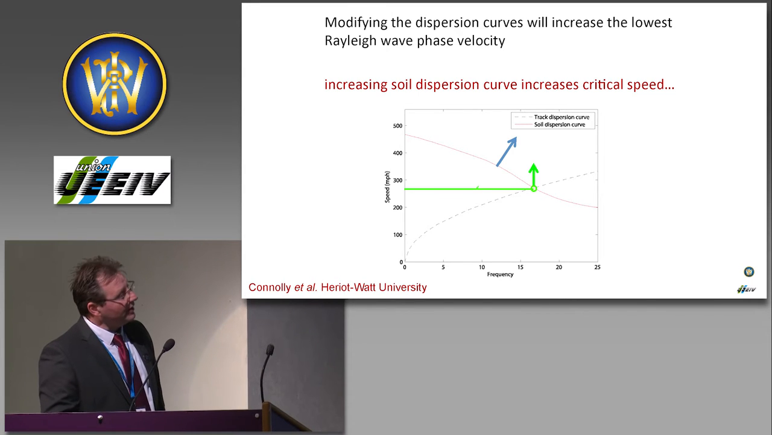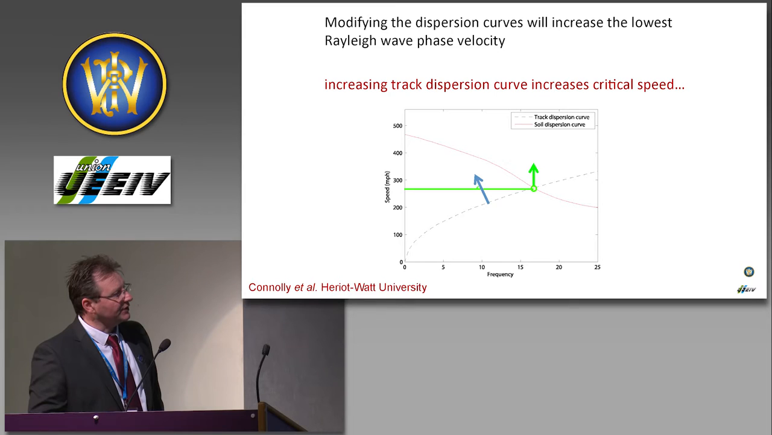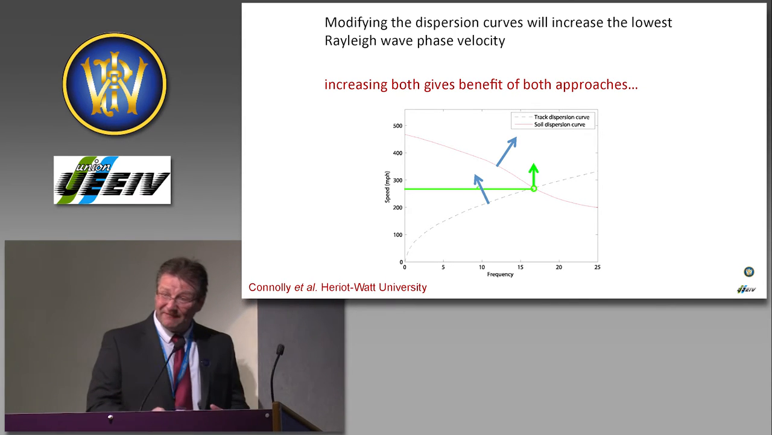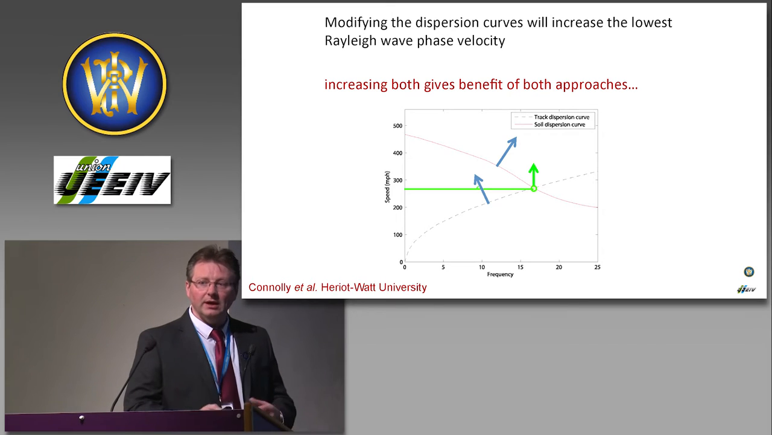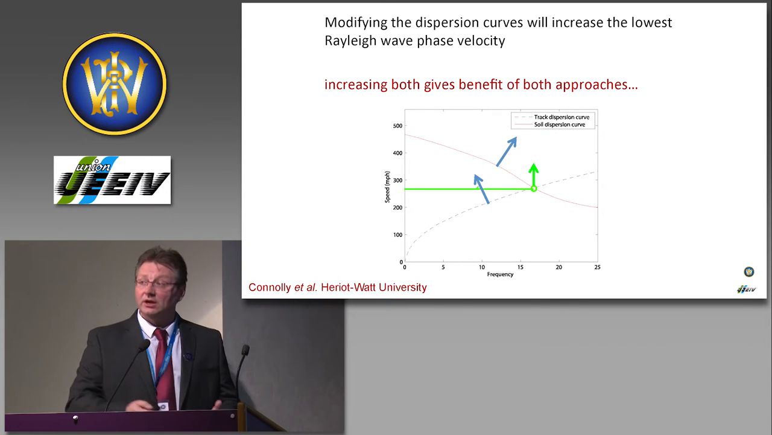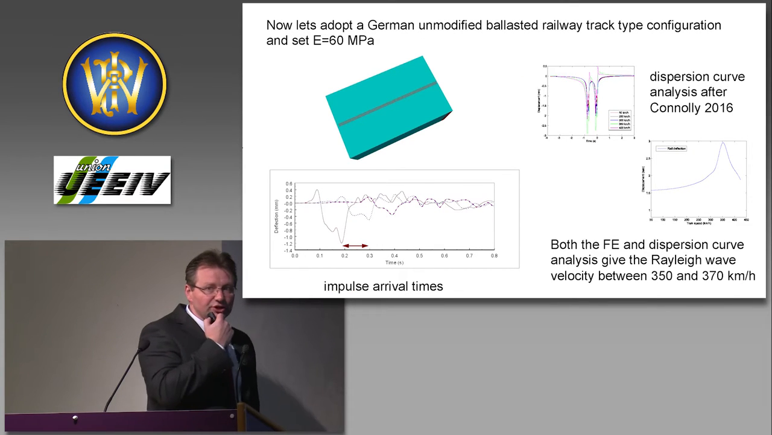What we can do, though, is that if we increase the soil stiffness, then this line increases, hence the critical velocity increases. If we do the same with the track dispersion curve, the upper track structure, again, we can get it to move up. Or, of course, we can do both. We can have a stiffer structure on the top and also sort out the soil stiffness below. Stiffer structure, slab track.